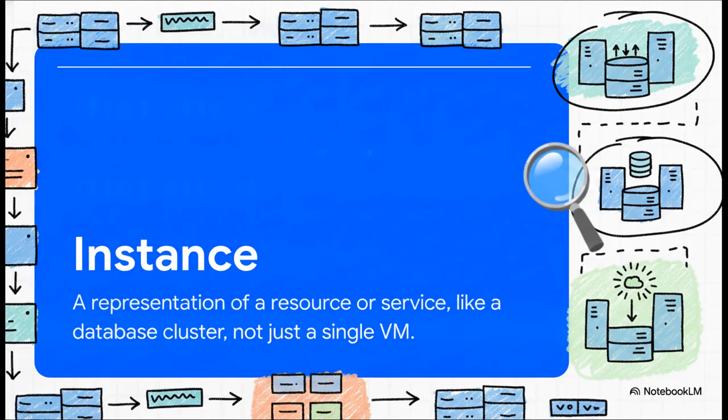To really get the most out of this platform, you need to grasp a pretty major conceptual shift. If you're coming strictly from VMware, you probably think of an instance as just one single virtual machine. But here in VM Essentials, an instance is actually a representation of an entire resource or service. Think of, say, a horizontally scaled web server or a full database cluster. The instance represents the whole shebang, which might contain multiple underlying VMs. It's a much more modern application-centered way of looking at your deployments.